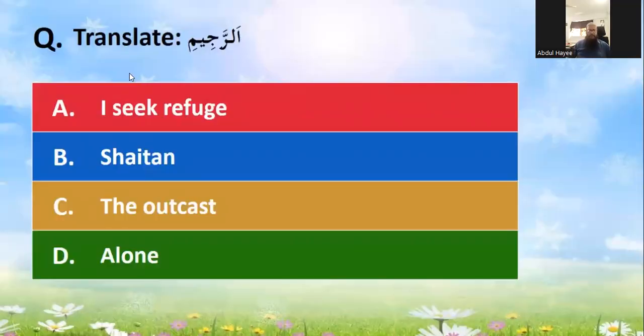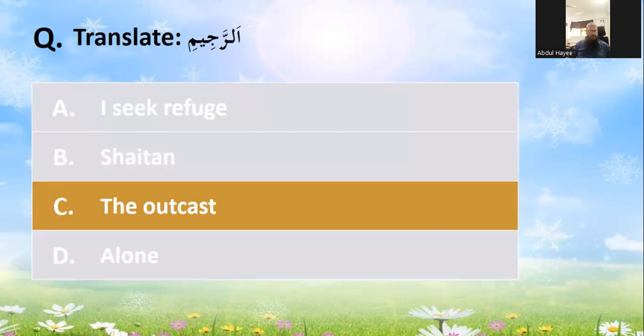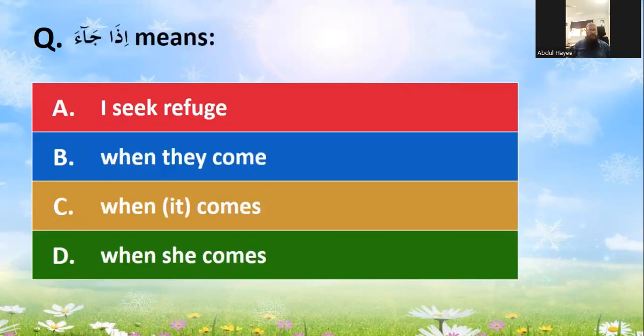Okay, let's have our drill of the questions. Translate: A'udhu billahi min ash-shaytan ir-rajim. I seek refuge, Shaitan, the outcast. A, B, C, D: which one is correct? Ar-Rajim, the outcast. A'udhu, I seek refuge. Next, Idha ja'a means when it comes, when she comes. A, B, C, D. We have studied in Nasr. When it comes. Yes, you are right.